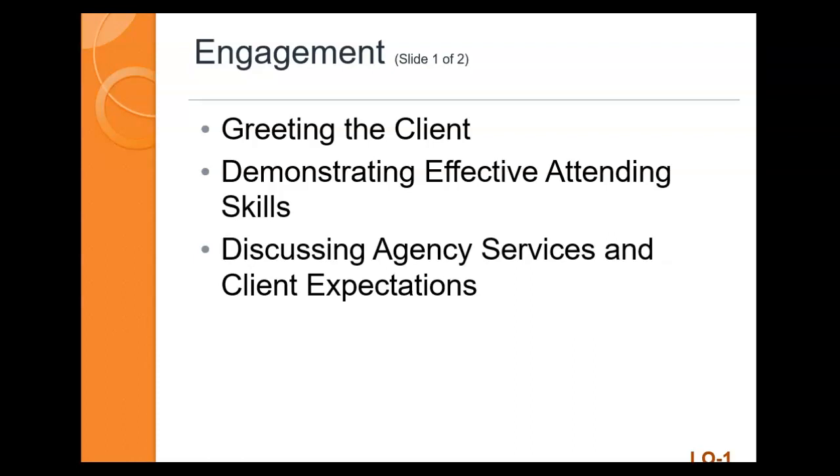Also, when you're in the engagement phase and working on engagement skills with clients, you also want to think about the agency that you're working in. Part of that engagement piece is discussing the agency services as well as the client expectation. You want to be able to help the client realistically assess whether the worker and the agency can help them with their problem. You should take your time to comprehensively, in a detailed way, explain the services offered by the agency, any costs that may be involved, and the length of time for services.